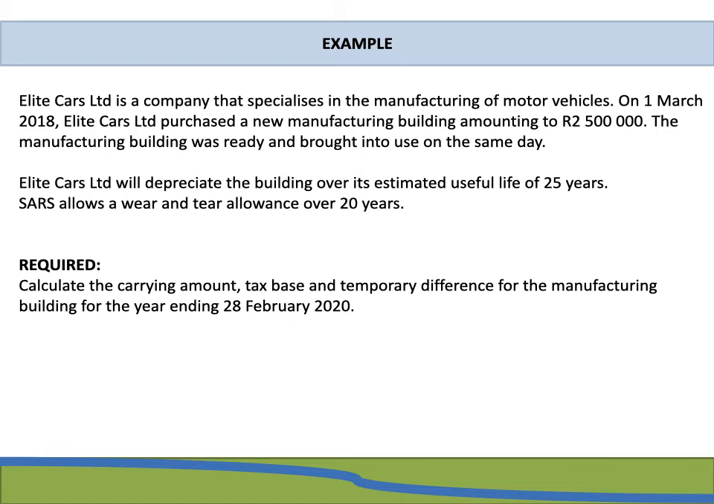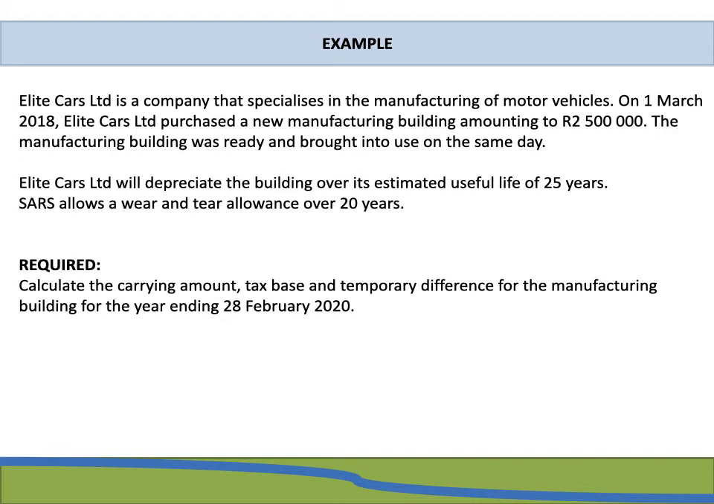So let's have a look at an example. Here we have Elite Cars Limited, who is a company that specializes in the manufacturing of motor vehicles. And on 1 March 2018, Elite Cars Limited purchased a new manufacturing building amounting to 2.5 million Rand. The manufacturing building was ready and brought into use on the same day, and Elite Cars Limited will depreciate the building over its estimated useful life of 25 years, whereas SARS allows a wear and tear allowance over 20 years.